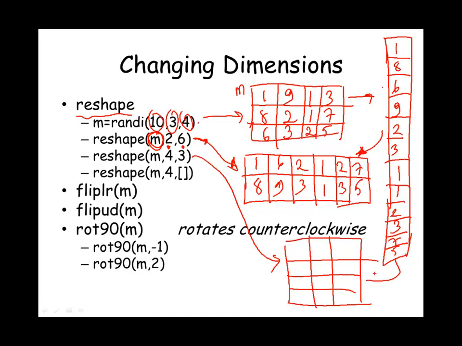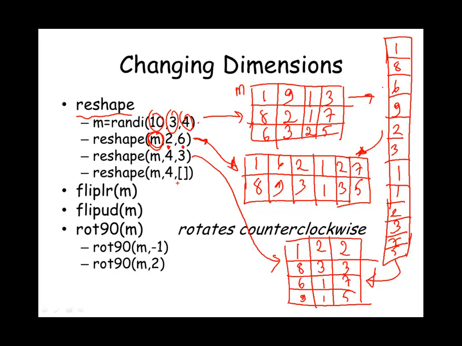Again, we will take the column vector representation and fill out this new matrix column-wise. So we get 1, 8, 6, 9 in the first column, and then 2, 3, 1, 1 in the second column, and 2, 3, 7, 5 in the last column.